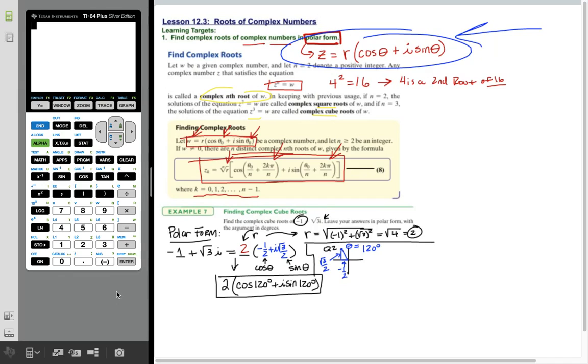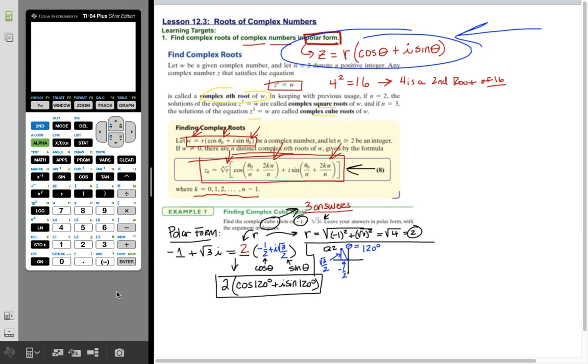Now we can go back up and look at the formula, which is based on de Moivre's, that will help us find all 3 of the cube roots. Don't forget, there are going to have to be 3 of them. We have to find 3 solutions, 3 cube roots. There's always going to be that number based on how many roots you have. So based on what de Moivre's says, let's figure out what the cube roots would be.